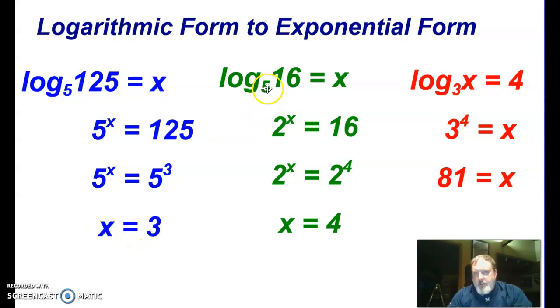Same idea right here. I'm going to pause for a second because that should be a 2 right there. All right, sorry about that. So 2 to the x is 16. 16 is 2 to the 4th, so x is 4. And then this last one, 3 to the 4th is equal to x, so 3 to the 4th is just 81. So again, we can change an exponential to a logarithmic or logarithmic to exponential and go back and forth.